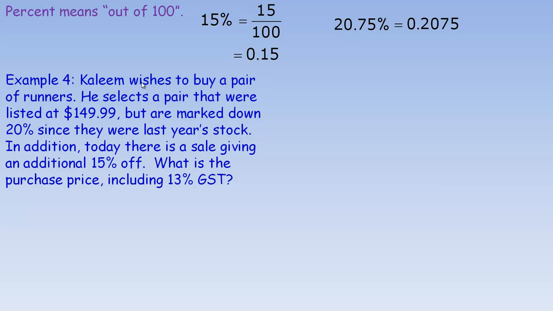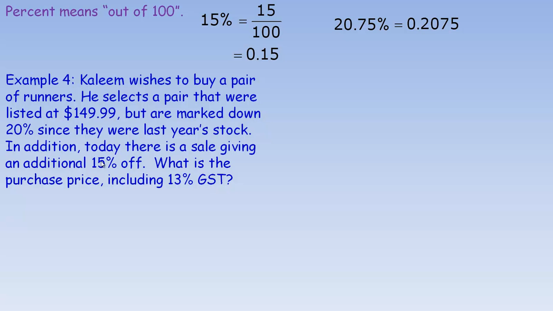So in this example here, Kaleem wishes to buy a pair of runners. He selects a pair that were listed at $149.99, but they're marked down 20% since they were last year's stock. In addition, today there is a sale giving an additional 15% off. And you're asked, what is the purchase price including 13% GST? So that's the tax. So we've got two different discounts here.